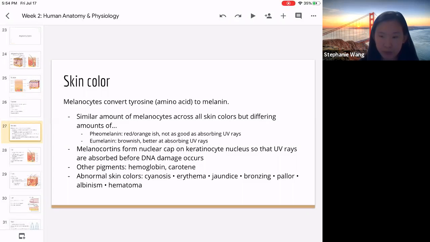Albinism is also caused by white, but this is not caused by blood flow issues. It's actually caused by a genetic abnormality of the tyrosinase enzyme, not allowing the body to produce melanin. Okay, finally, we have hematoma, which is basically a bruise.